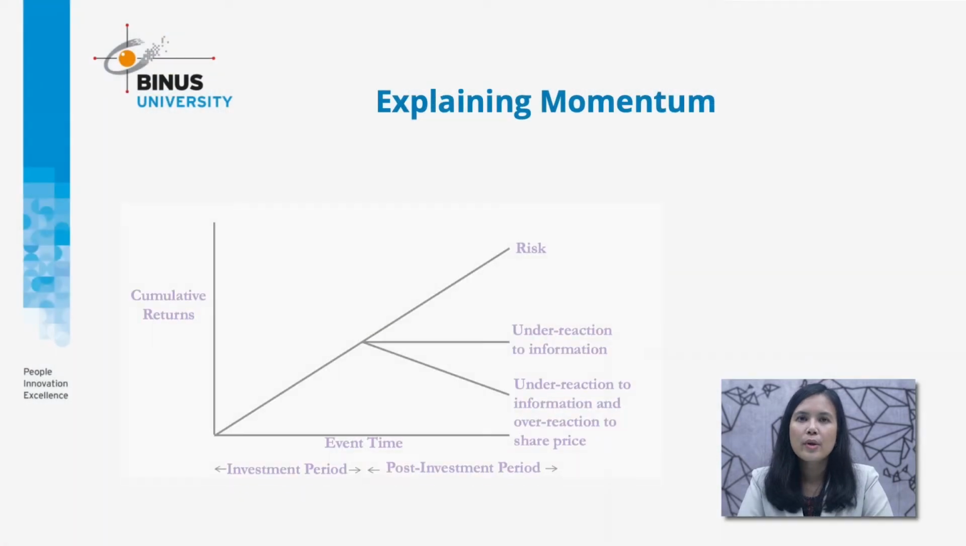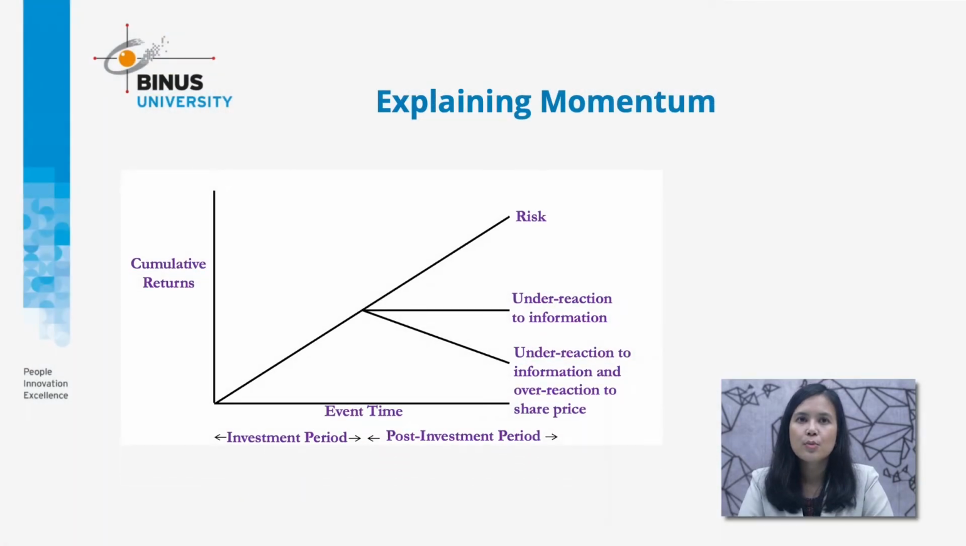Overreaction occurs when decision makers respond disproportionately to new information. Underreaction means that investors do not react enough to information. This is one of the explanations of momentum.